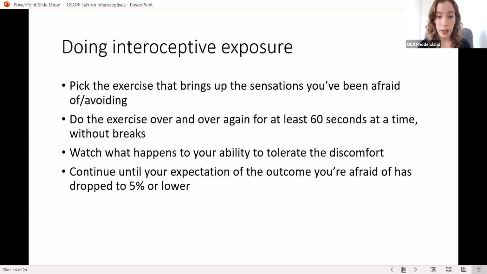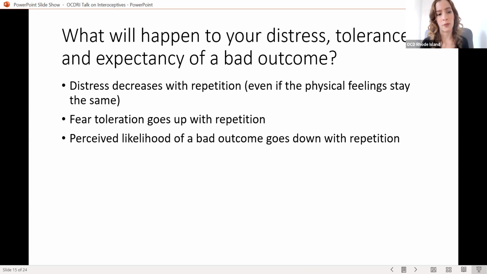And we would keep going until your expectation of your worst outcome was at 5% or lower, or until your willingness to tolerate those sensations was so high that you were no longer doing any avoidance or escape strategies. In other words, it wasn't getting in the way of your life anymore. That's what we would be going for.